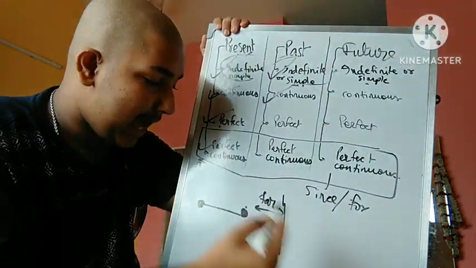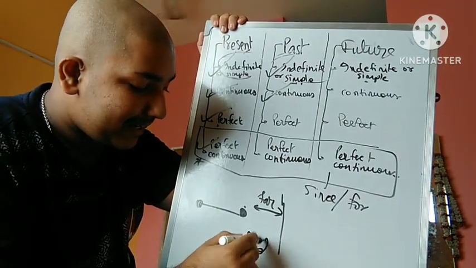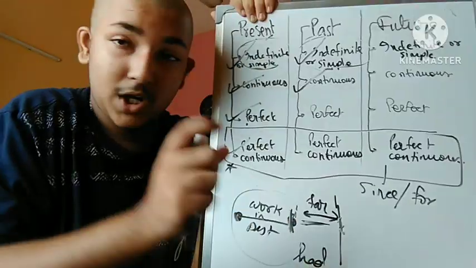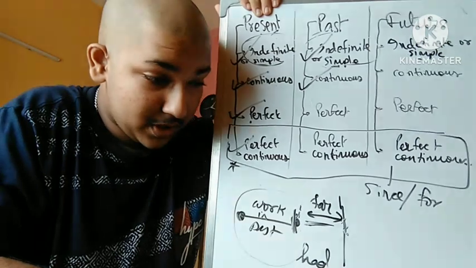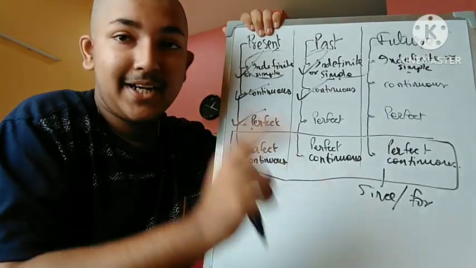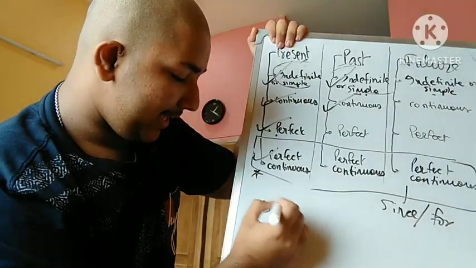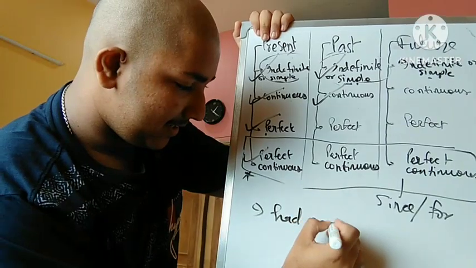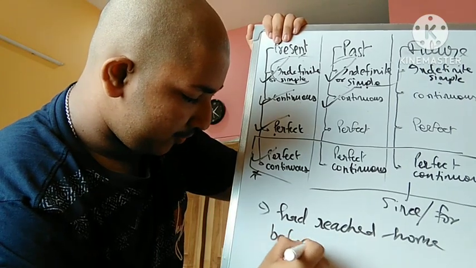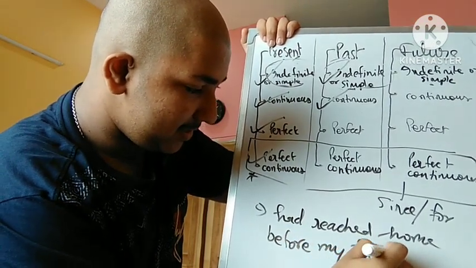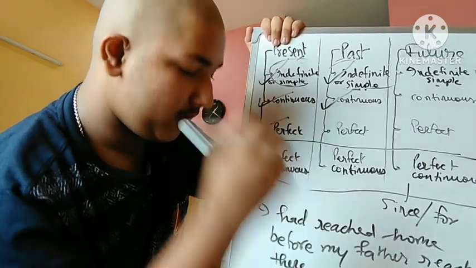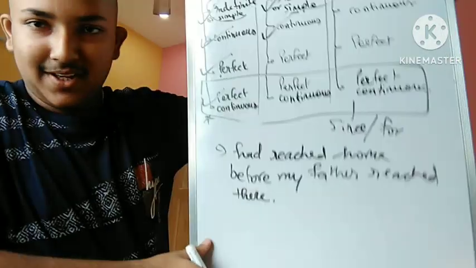How? And how I will be saying that I had done this, I have already done this, I had already done this, no issue there. Now a very important concept I am going to teach you. I am writing two sentences. See that: I had reached home before my father reached there. So what we can understand from this? Is it visible here?